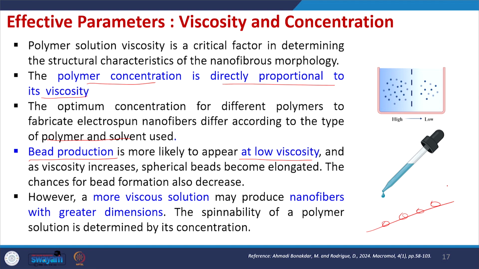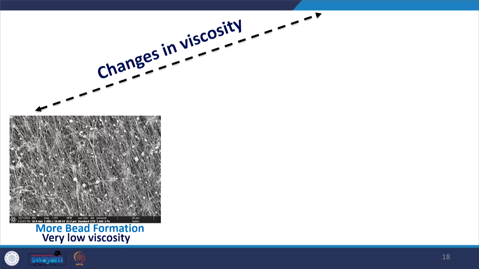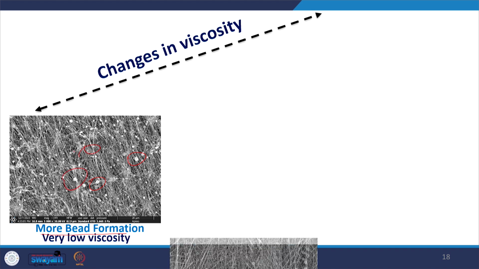And when you adjust the viscosity, if you have a highly viscous solution, you get fibers with greater dimension. You may get thick fibers, or sometimes it may block the spinneret and you do not get any fibers. So, the spinnability of the polymer solution is determined by its concentration and viscosity. So, let us see the role of viscosity in detail with some examples. If we have very low viscosity, there will be more bead formation. You can see there are a lot of beads on the nanofibers.